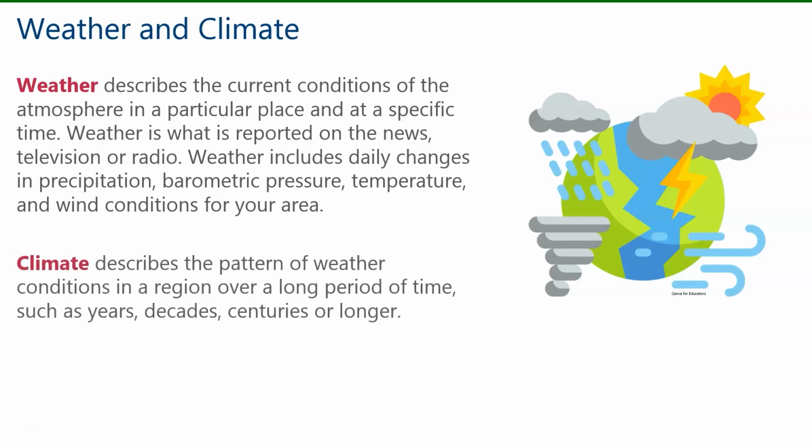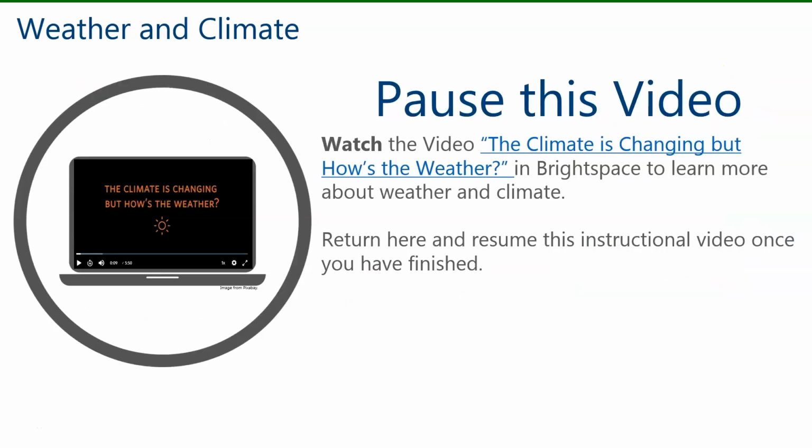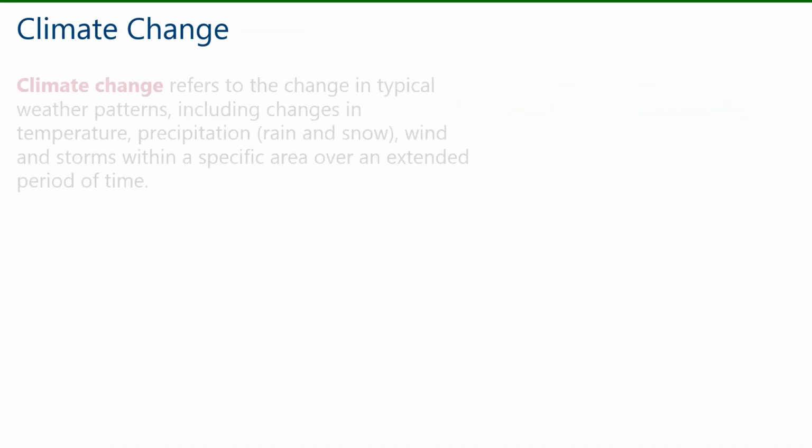Climate describes the patterns of weather conditions in a region over a long period of time, such as years, decades, centuries, or even longer. Now I'd like you to pause this video and watch the video "The Climate is Changing, but How's the Weather?" You'll find this video in Brightspace in the same area you found the instructional videos. This will help you learn more about weather and climate. Once you've watched that video, return here and resume this instructional video. See you soon. Now we'll look at the term climate change.